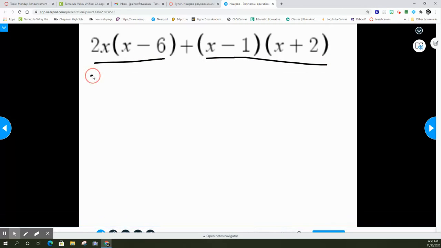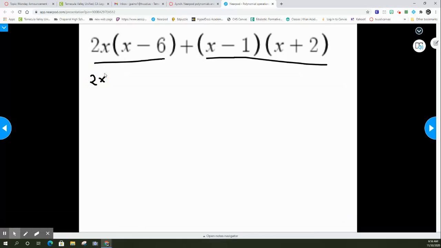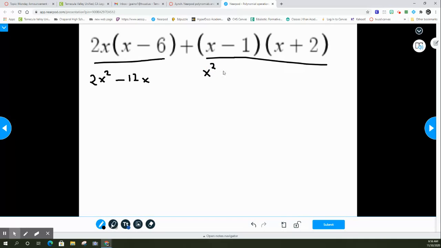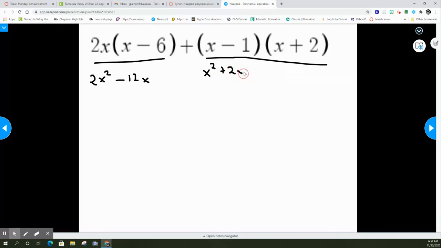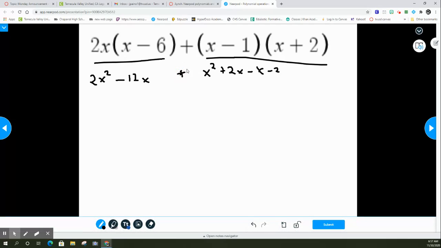All right, so I'm going to get 2x squared minus 12x. And then when I FOIL over here, I'm going to get x squared, all right, plus 2x minus x minus 2. All right, that's a plus sign there. If this was a minus sign, I'd have to distribute that minus sign to everything there, but it's not. Okay, so I just have to combine my like terms.